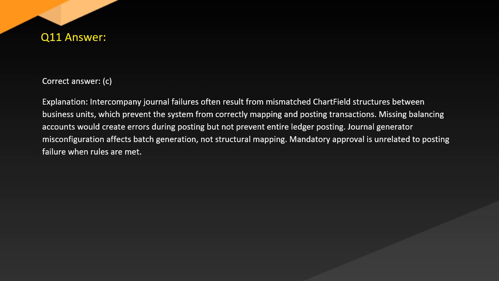Answer. Correct answer: C. Explanation. Intercompany journal failures often result from mismatched chart field structures between business units, which prevent the system from correctly mapping and posting transactions. Missing balancing accounts would create errors during posting but not prevent entire ledger posting. Journal generator misconfiguration affects batch generation, not structural mapping. Mandatory approval is unrelated to posting failure.